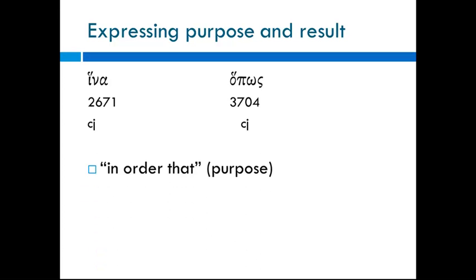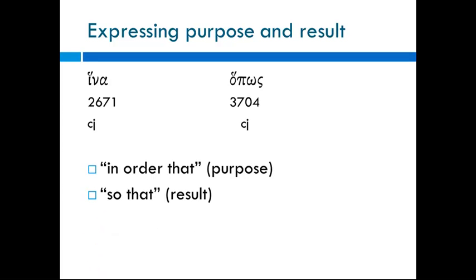subordinating conjunctions that express purpose or result. A purpose would be something like in order that. The result would be so that. Purpose looks at it from the standpoint of before. Result looks at it from the standpoint of after. So here are a couple of examples. Both hina and hopos can mean in order that. They can also mean so that. The context is going to have to tell you which one.